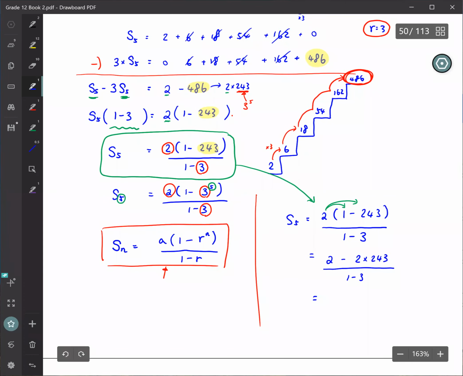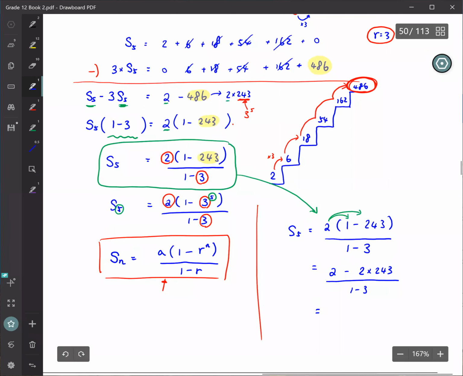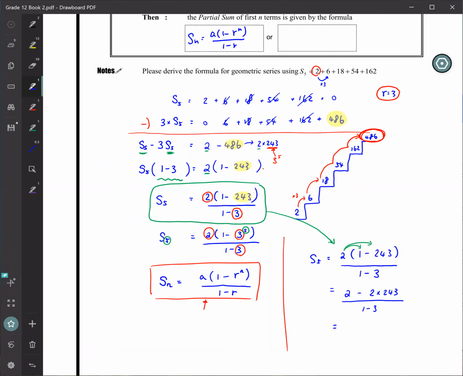Okay, so now if you look at the stairs again. If I climb 5 times, then I will reach 486, right? 2 times 3 to the 5 gives 486. But 486 was not in the series, right? It's one extra term. So if I multiply by 3 only 4 times, then I will reach 162. Times 3, times 3, times 3. If it's 4 times, it will get to 162.